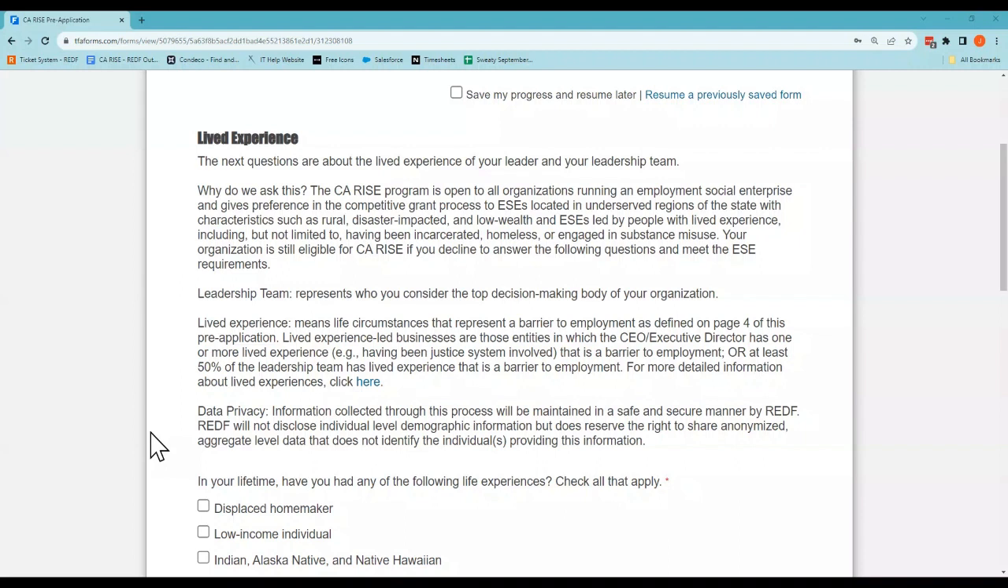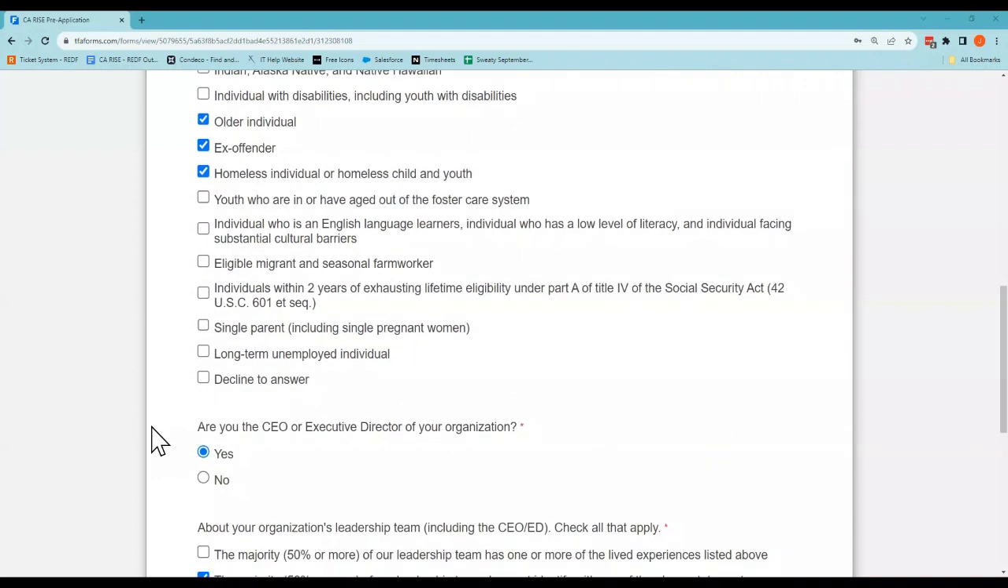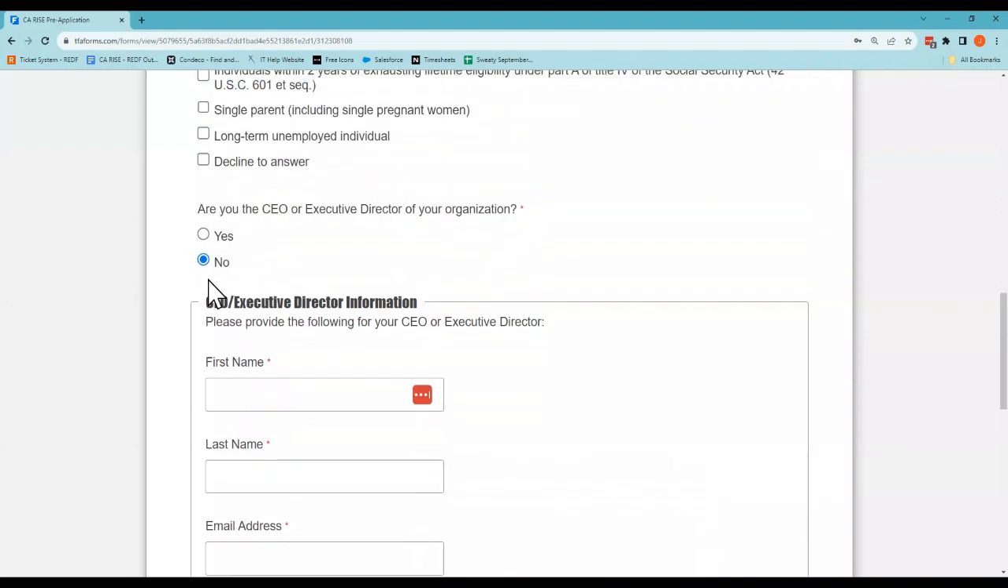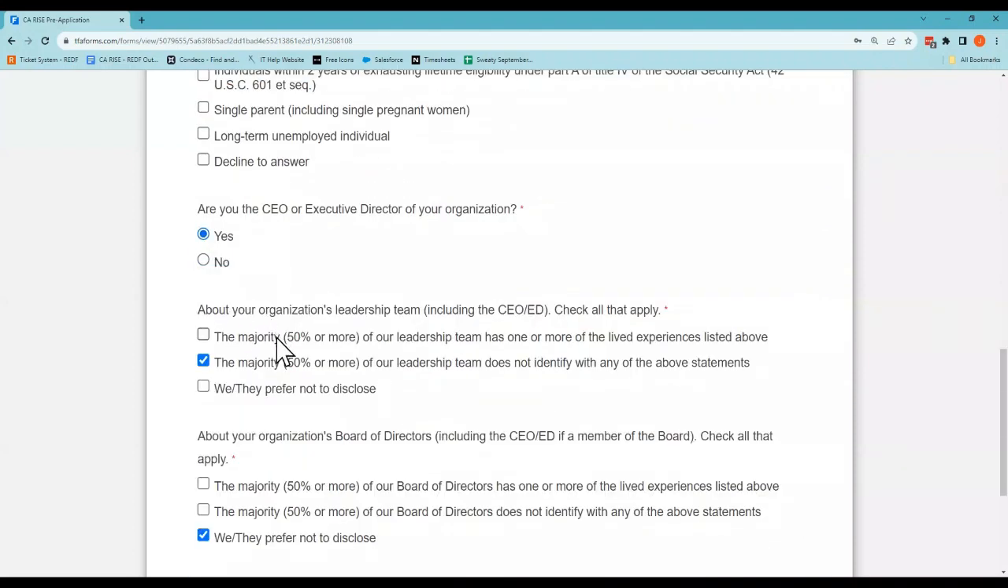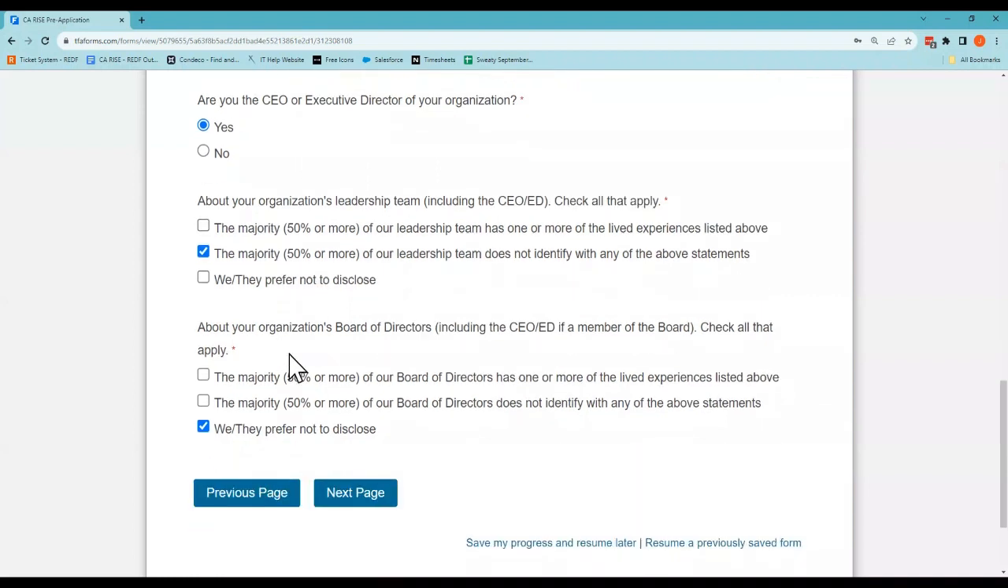The next text provides definitions of the terms used in the questions below. If you are not the executive director of the organization, please click No and fill out the requested information. While the contact information is mandatory, the lived experience question has an opt-out response. The next two questions are about the leadership team and board of directors. There are options to opt out of answering each of these as well.